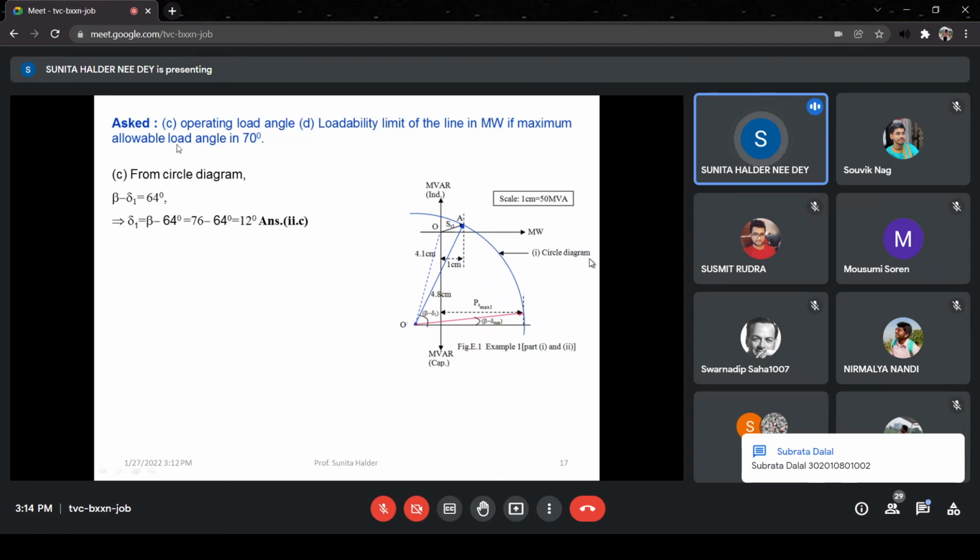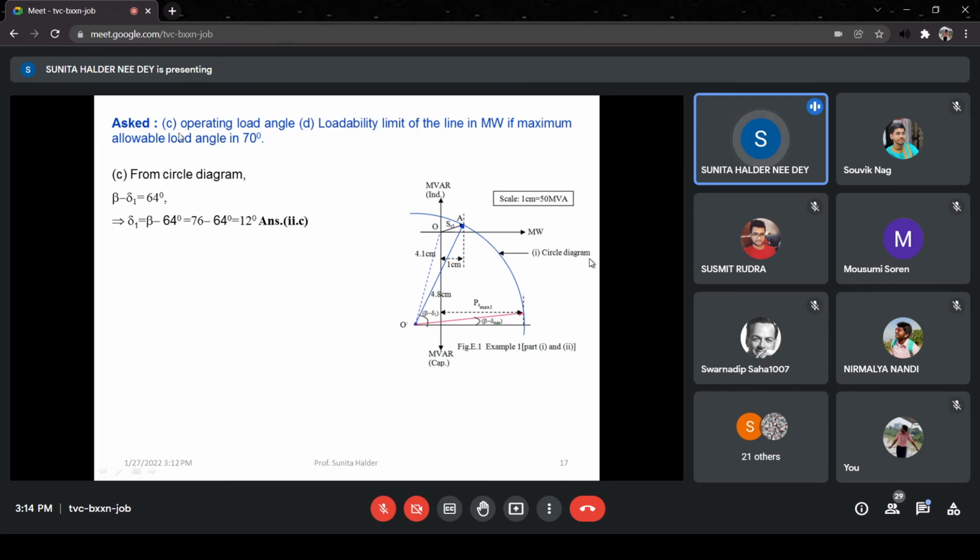Next we have to find out the operating load angle and the loadability limit of the line in megawatt if the maximum allowable angle is 70 degree. Here beta is 76 degree, but the maximum allowable angle is 70 degree. So delta max is 70 degree, and from there we have to calculate.